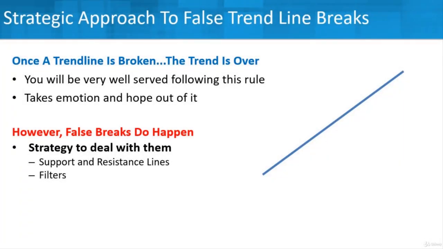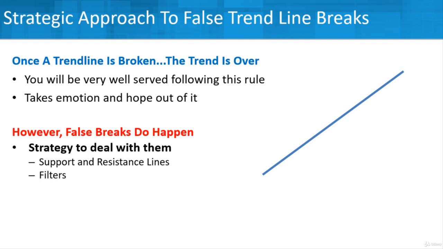And once again, hard fast rule: once the trend line is broken, no matter how it's broken, the trend is over. That is the hard fast rule. Again, you're well served following that rule. It takes emotion, hope out of it, takes a lot of extra analysis out of it. So nothing wrong with that, as far as once that trend line is broken, the trend is over.